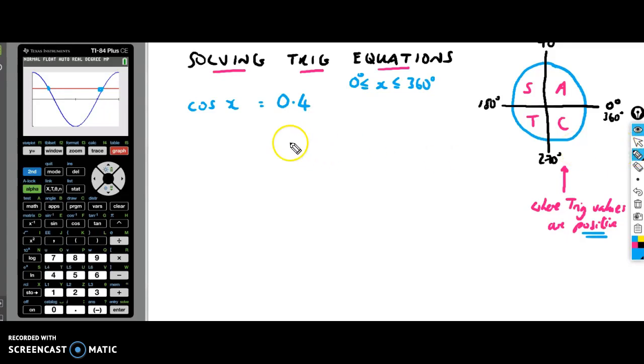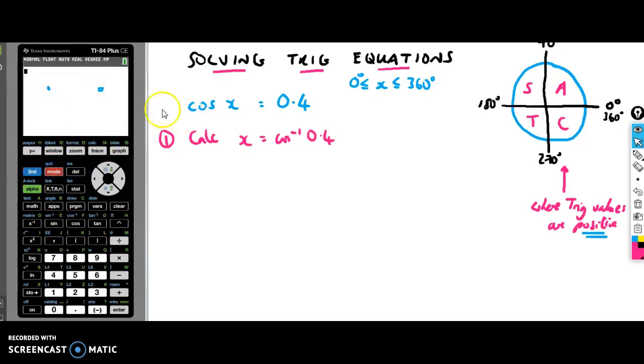Well, first of all, there are steps involved. Step one is simply to use the calculator to find the first value. We have learned doing equations that we do the inverse of cos, which is cos to the minus 1. So using the calculator, x equals cos to the minus 1 of 0.4. Let's do that on the calculator. Leave those dots there, it doesn't matter for now.